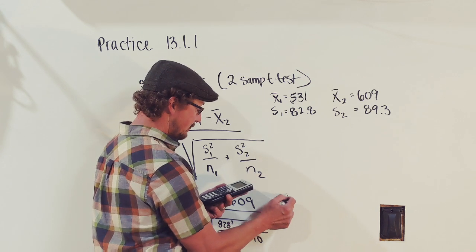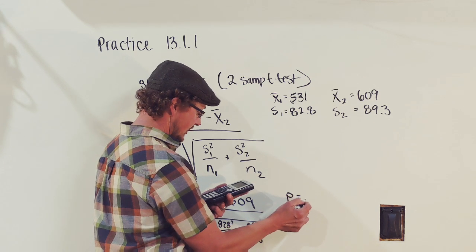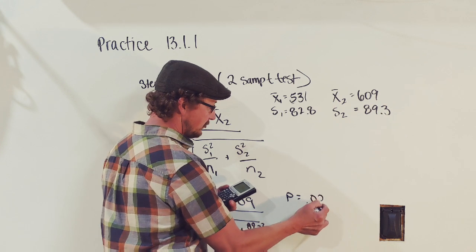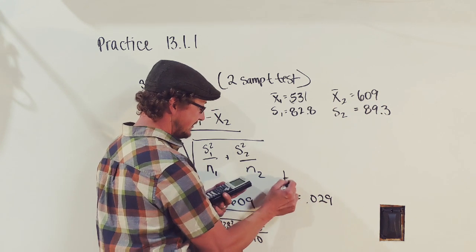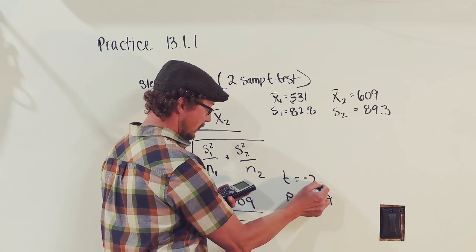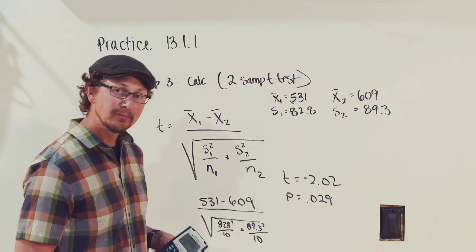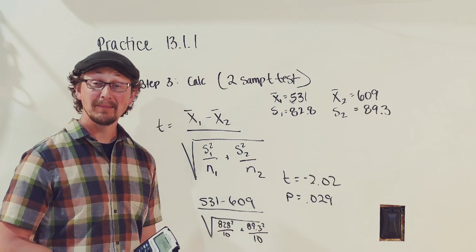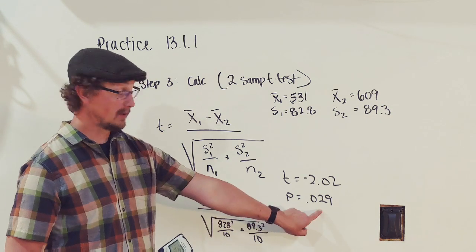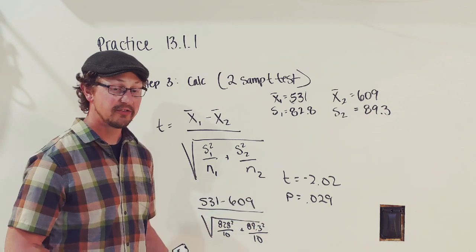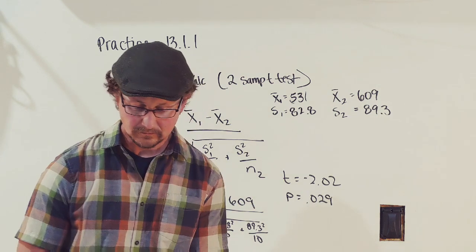It gives us a p-value of 0.029. That's from a t of negative 2.02. So we're over 2 standard deviations below the mean, and the probability of that happening is quite small. I'm going to leave those values there for step 4, our conclusion.